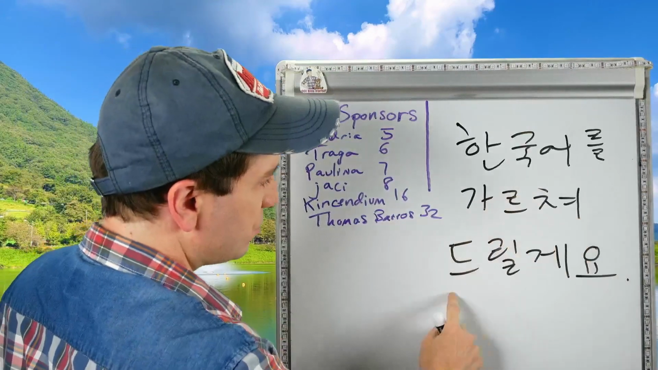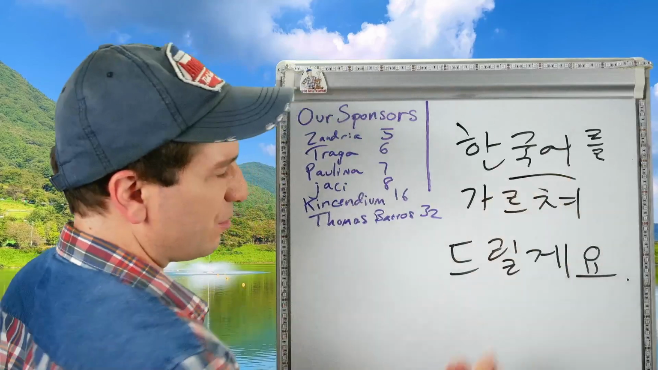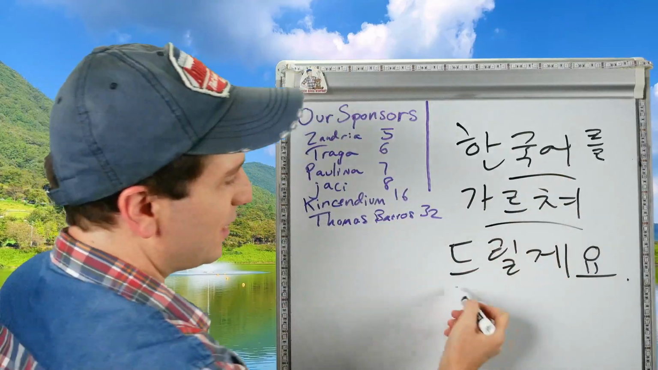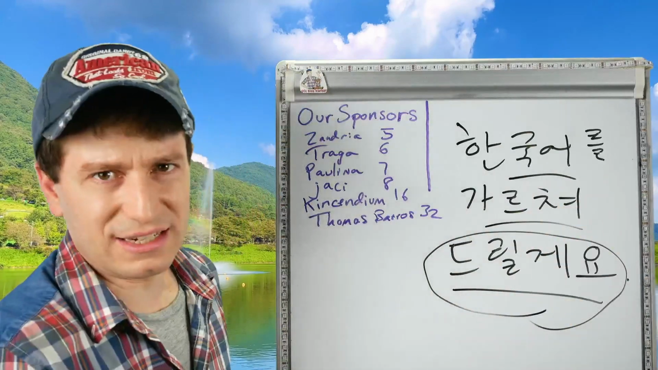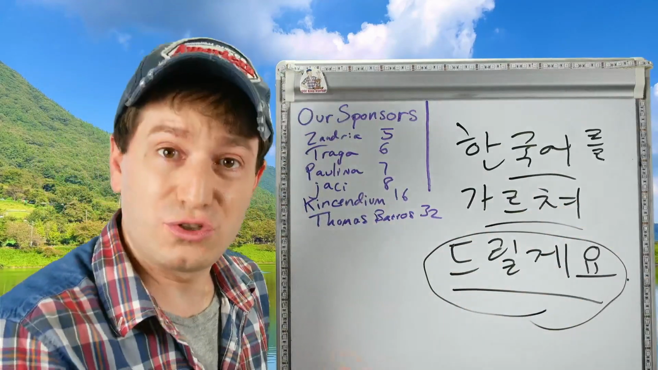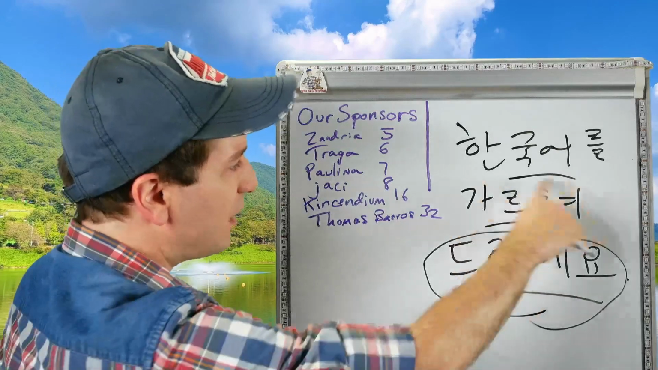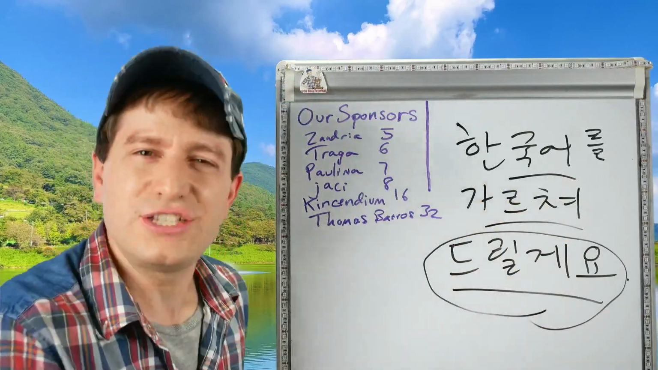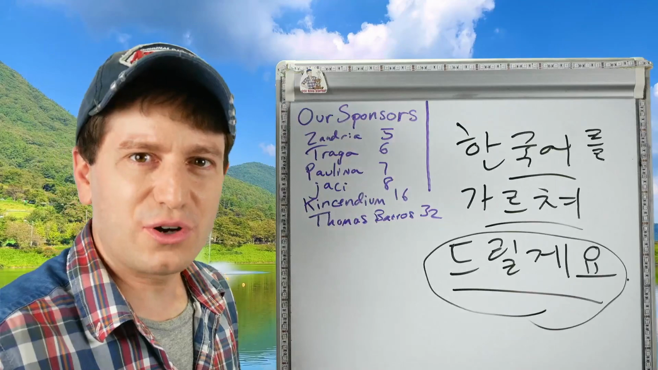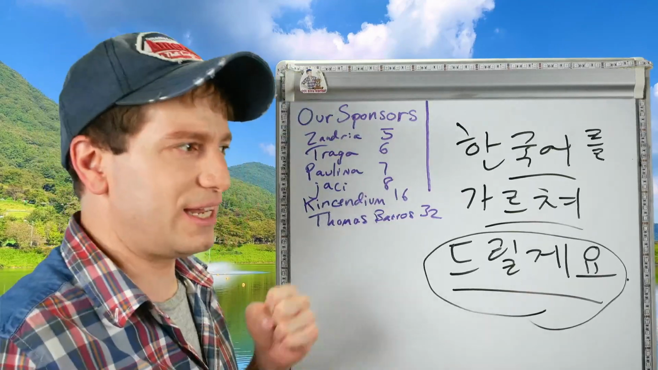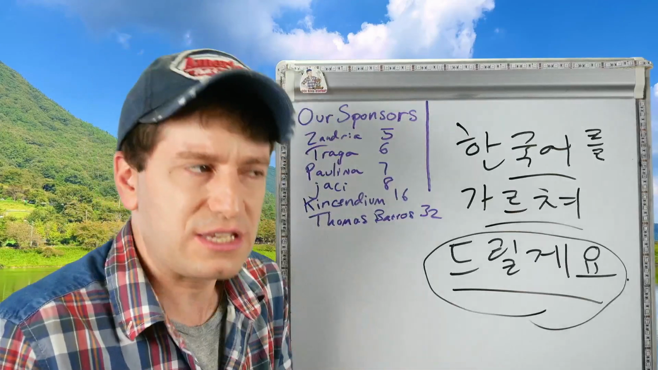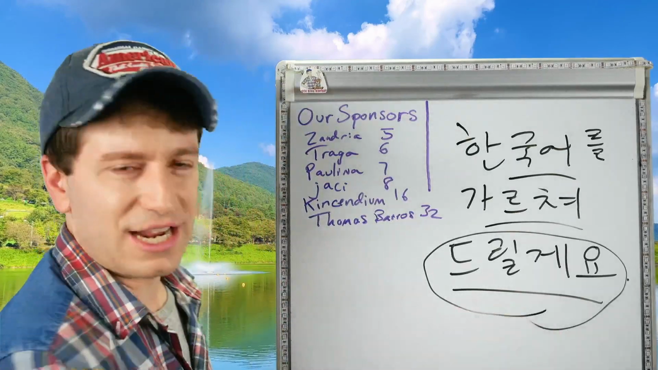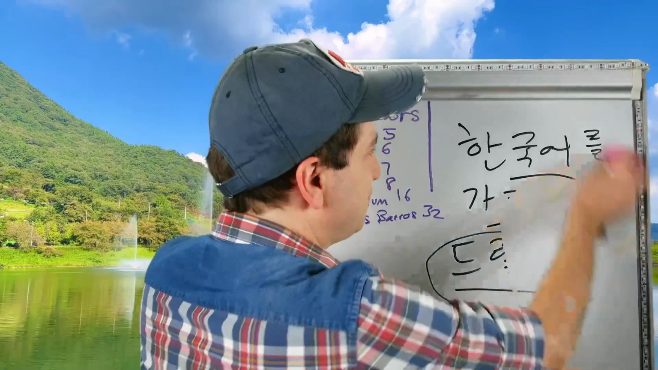한국어를 가르쳐 드릴게요. So 한국어, Korean language, 가르치다, to teach. 드리다, to give. So I'm going to give you me teaching Korean. So I'm going to teach Korean to you or for you. 한국어를 가르쳐 드릴게요. So I'll teach you Korean. You could have just said 한국어를 가르칠게요. Like I'm going to teach Korean. But that's not necessarily that I'm teaching it for someone else. Just I'm going to do it. So 드릴게요 shows that it's done as a favor.